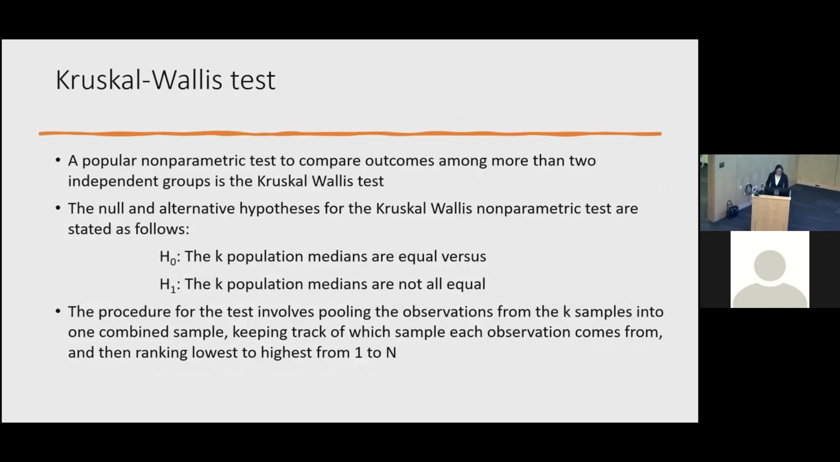The procedure for the test involves pooling the observations from the K samples into one combined sample, keeping track of which sample each observation comes from, and then ranking the sample from lowest to highest, that is from 1 to n.